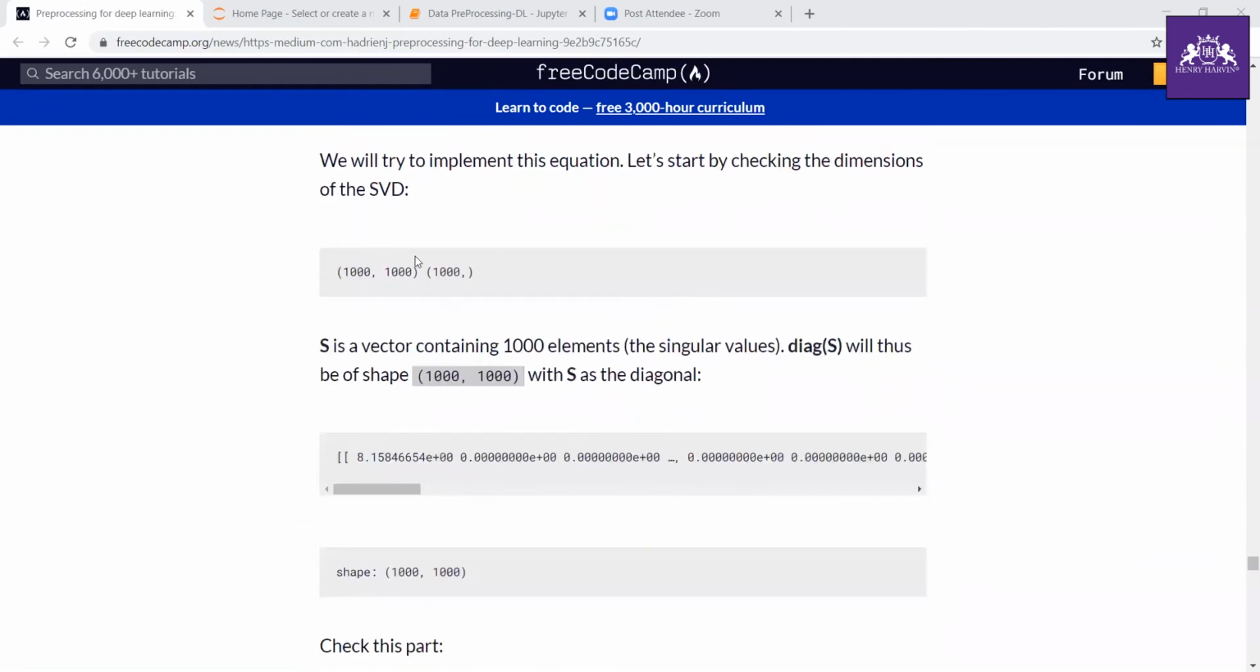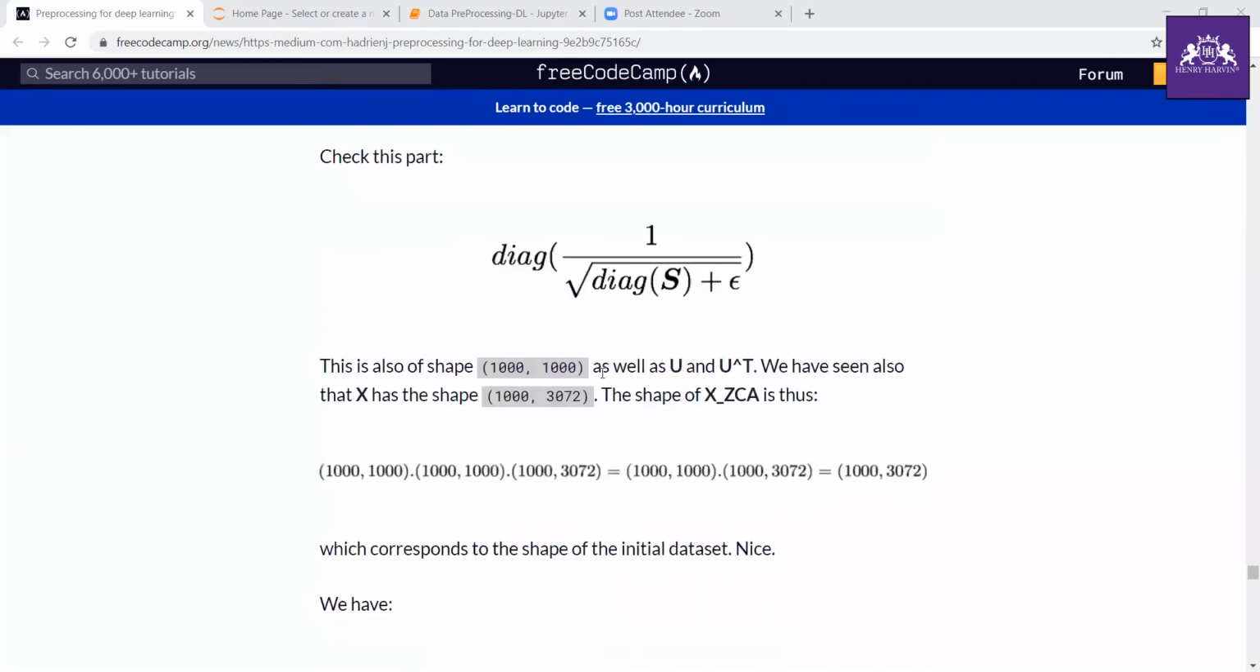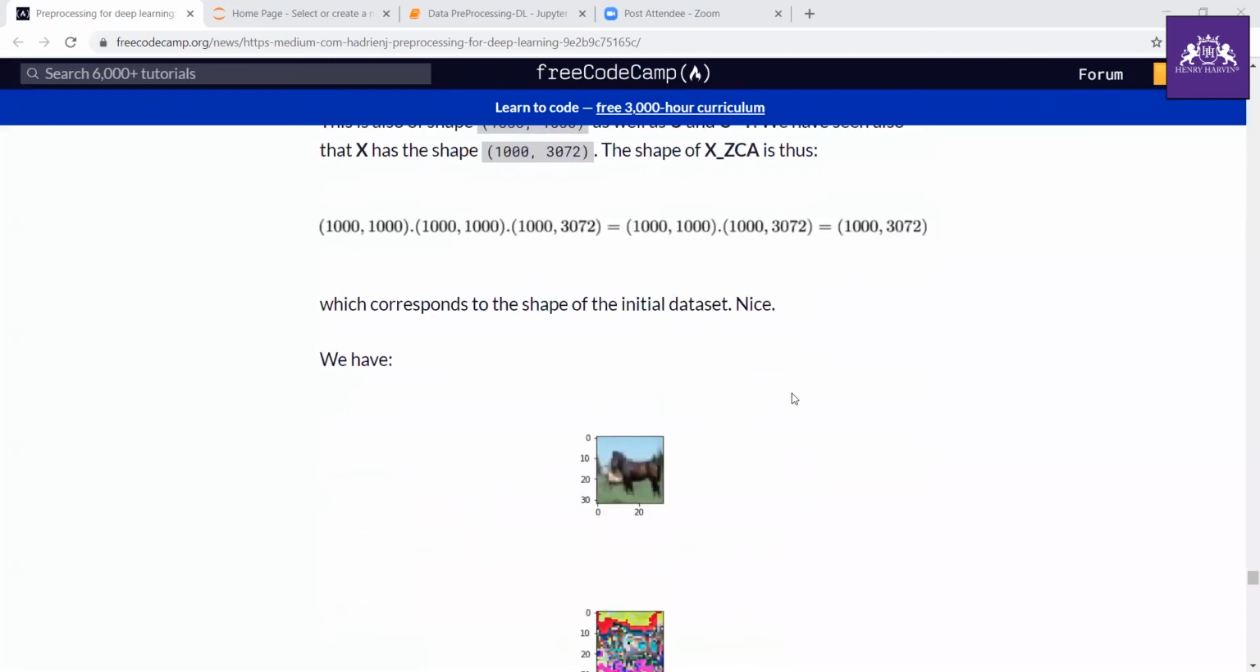Let us check the dimensions of this. Here we can see that S is a vector containing 1000 elements, the singular values. So diag of S will be of the shape 1000 by 1000 with S as the diagonal. U and U transpose are also of the shape 1000 by 1000. We have also seen that X has the shape 1000 by 3072. This is what we are getting now.